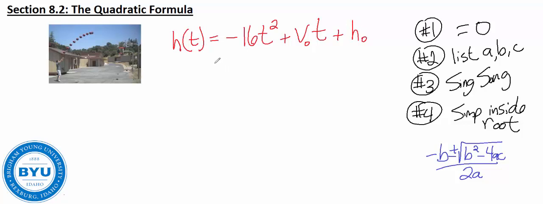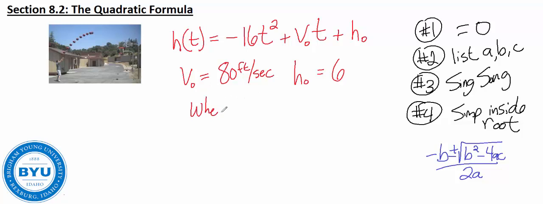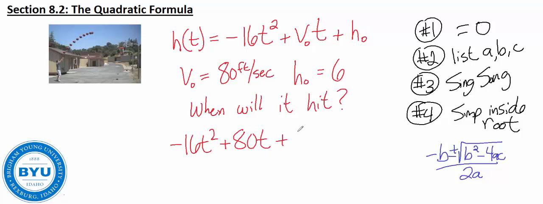So let's say, for example, I throw a baseball with an initial velocity of 80 feet per second, and I throw it at an initial height of 6 feet. The question is, when will it hit the ground? So in this situation, I'm going to use this formula here. Negative 16t squared, the initial velocity is 80t, plus the initial height is 6, because I'm 6 feet tall, and I let it go right at the top of my head. I want to know when that will equal 0.